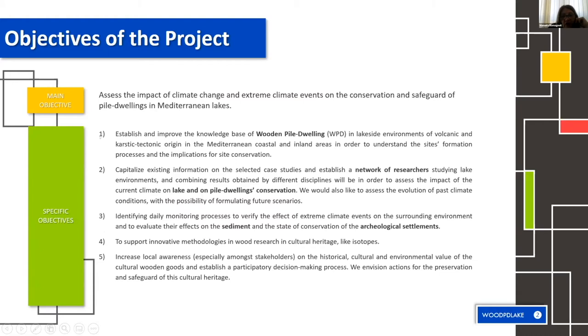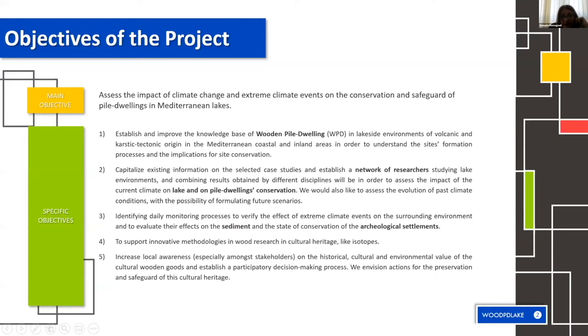According to the main objective, there are specific objectives. The first one is simply to increase and make an organized knowledge of the lakeside environment of volcanic and karstic tectonic lakes, in order to understand the implications for site and settlement conservation. So that's the first important specific objective.